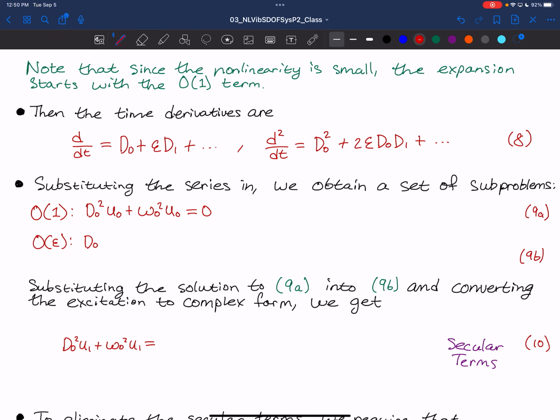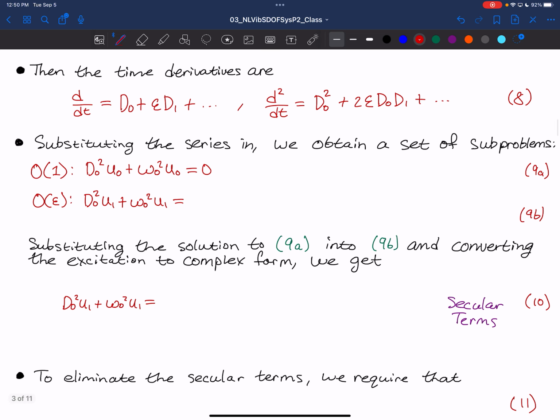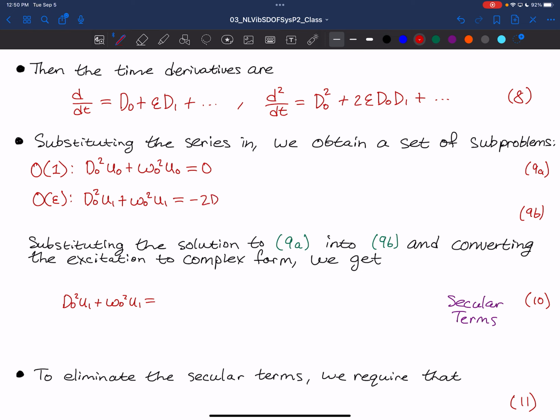All right, for the second equation, we'll get d0 squared times u1 plus omega 0 squared u1. This will then be equal to minus 2 d0 d1 times u0 minus 2c d0 u0 minus alpha u0 cubed plus k times the cosine of omega 0 t0 plus sigma t1.